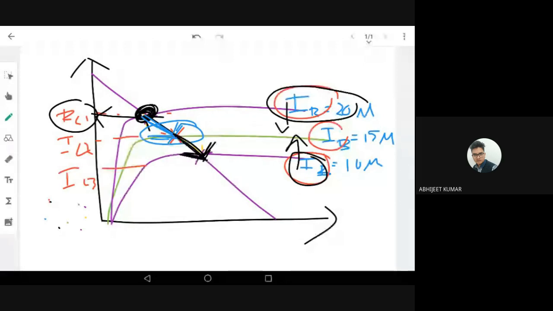So we will discuss how we are able to automatically adjust IB if our operating point is changing. Very simple. So this is the introduction to feedback. I think that's all for today. If you have any doubt, we can discuss right now.